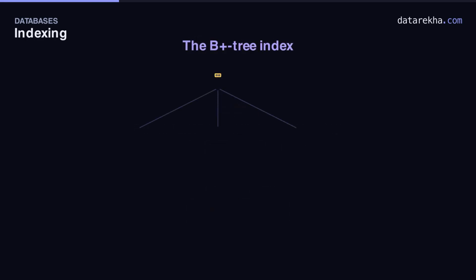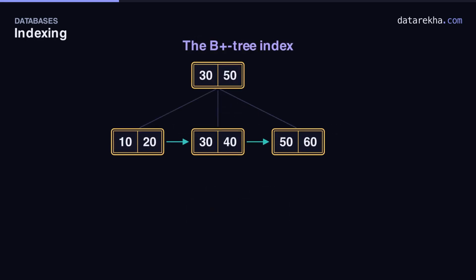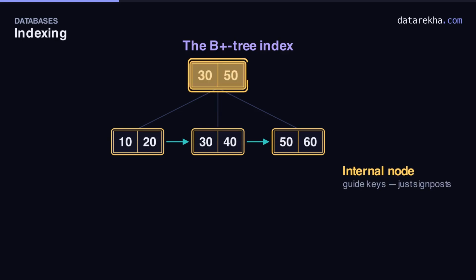Here is the workhorse of nearly every database, the B plus tree. It is a balanced, many-way search tree. Wide and shallow, not tall and thin. Let me draw it, then name every part. At the top sits an internal node.